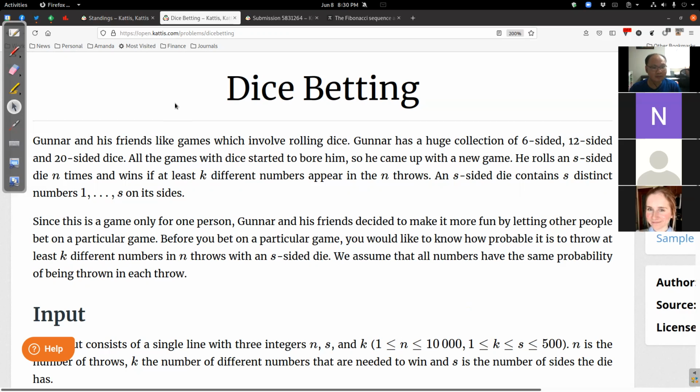Okay, let's see here. Last one is dice betting. So this one, they have a huge collection of 6-sided, 12-sided, 20-sided dice.